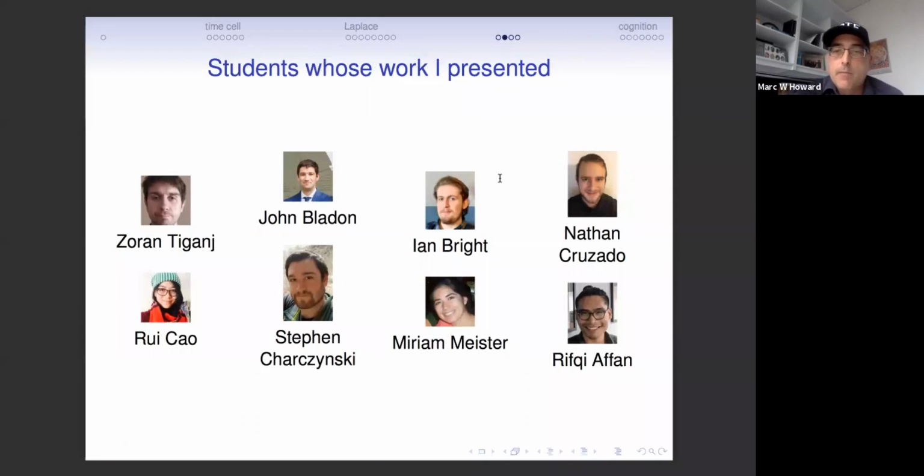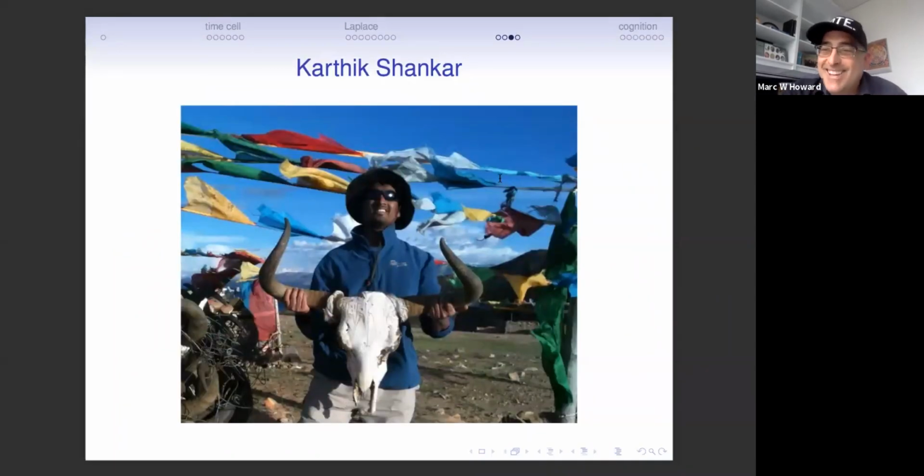Ian Bright and Miriam Meister took the co-lead on that PNAS paper. Nathan Cruzado, who will be graduating in May, in case you're looking for a postdoc, contributed to that paper and a number of other things and has a special expertise in this cross-temporal decoding analysis. And Rifki Afan is actually a student in Ben Scott's lab who's done this really remarkable preliminary work on ALM. Kartik Shankar, this whole Laplace thing was Kartik's idea, and that's a picture of Kartik Shankar, and good job, Kartik.